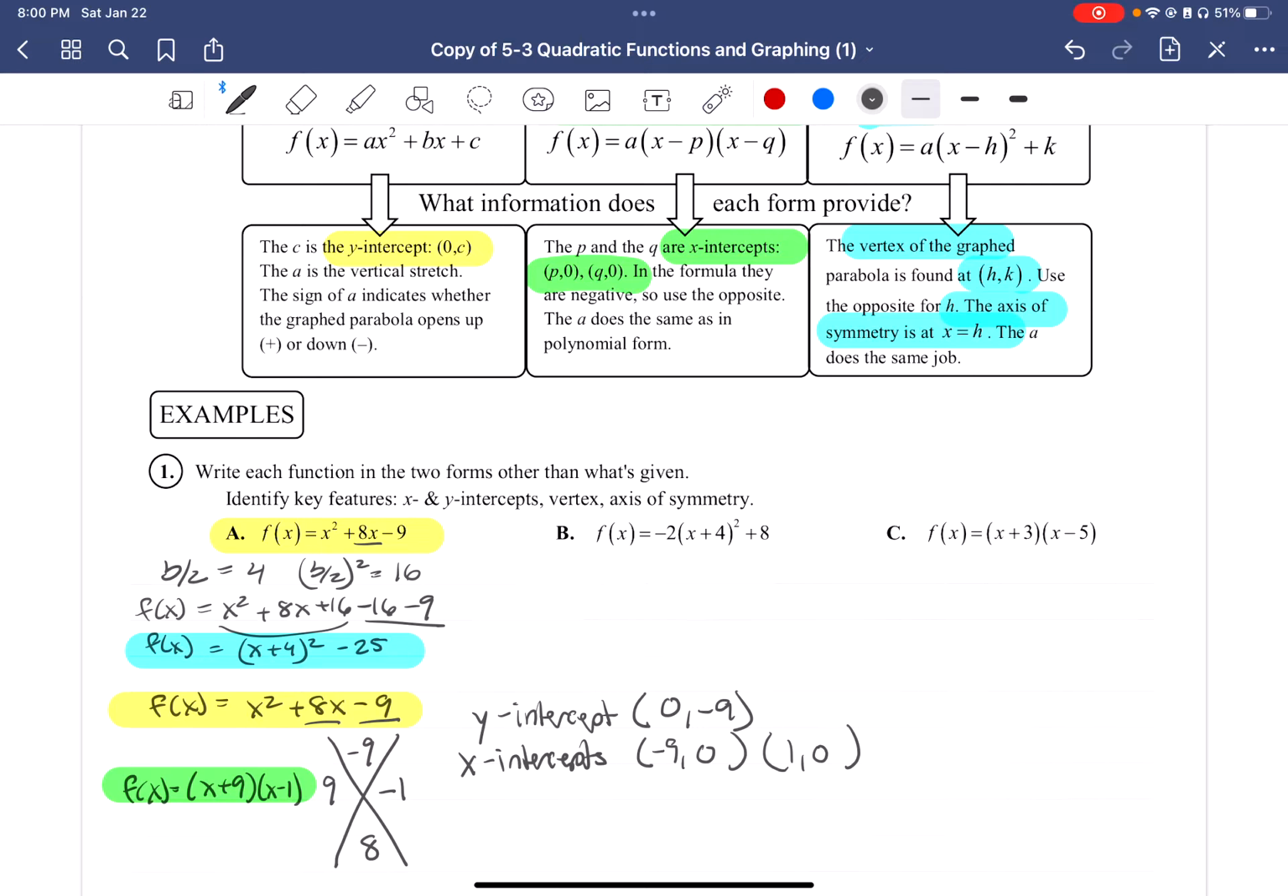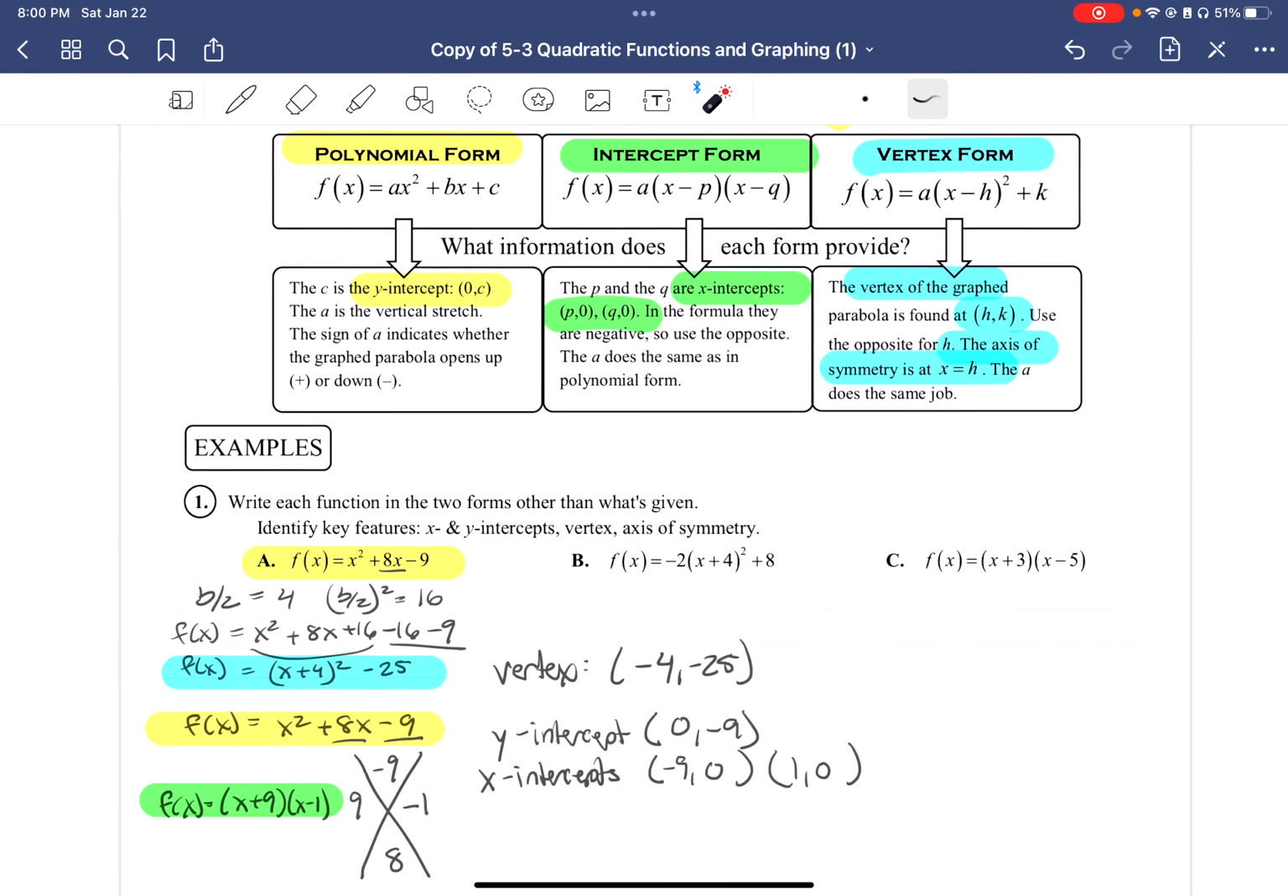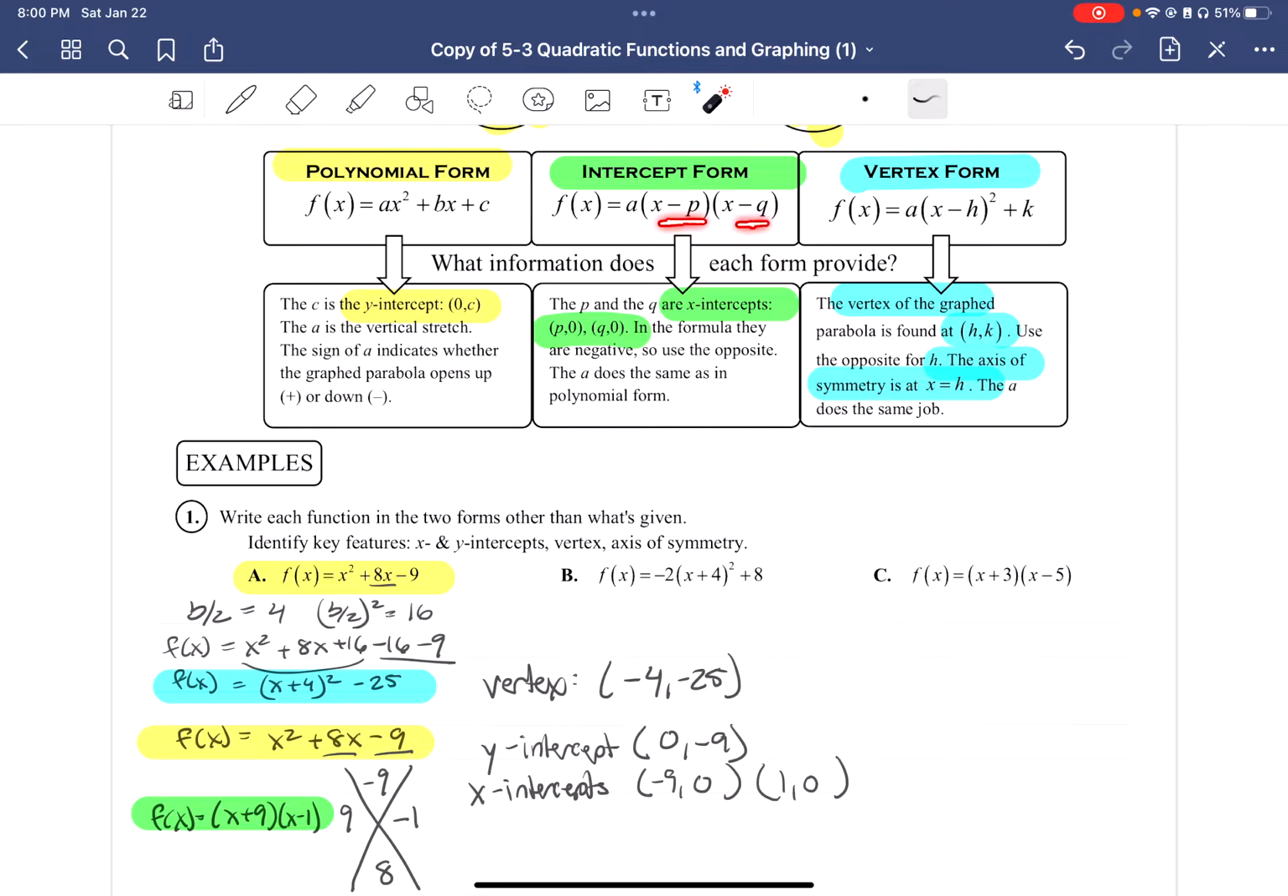And then last but not least, we have our vertex form, which, as you know, is great to find our vertex. So our vertex is going to be at the point (-4, -25). And remember, we're always going to flip the ones in the parentheses. So that 4 got flipped, and then this 9 and -1 got flipped. You can see that when you look at the equations, it's because those are always negative in their equations. When they're negative, we use the opposite for them. It'll say that in those boxes. If you're confused, you can look at your notes, and it will tell you to use the opposite.